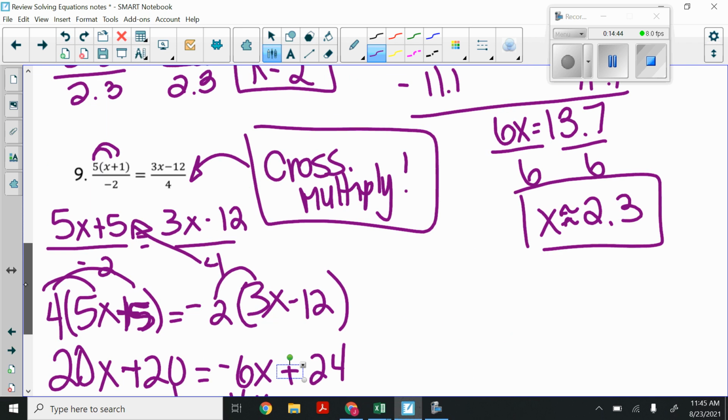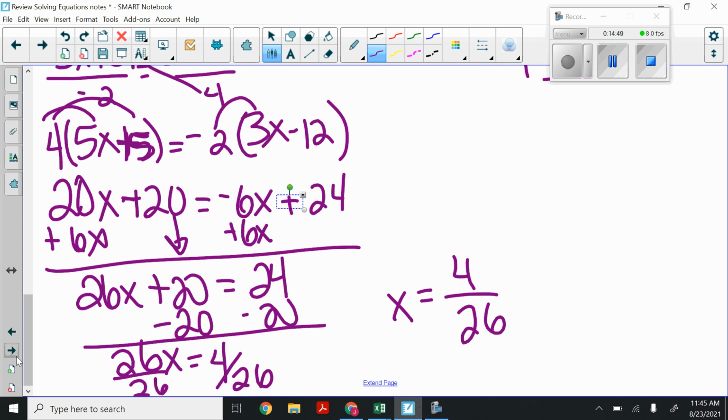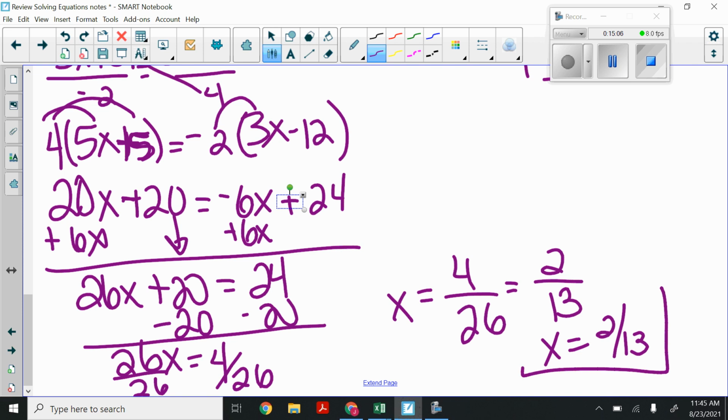The original problem, they were all whole numbers, right? So I get to pick. However, if I leave it as a fraction, I have to make sure it's simplified. So 4 and 26, I can reduce that. They both have a 2 in common. So 2 goes into 4 twice. 2 goes into 26 13 times. So I would put x equals 2/13. If you put that as a decimal, you would have to tell me x is approximately 0.15. All right, so that is our first day of notes, reviewing how to solve equations from Algebra 1.